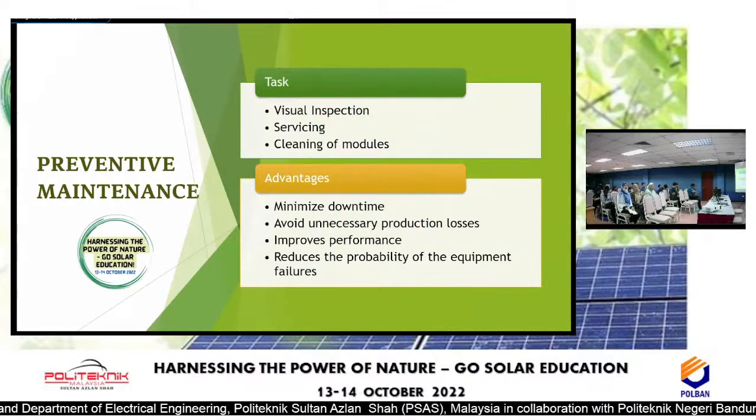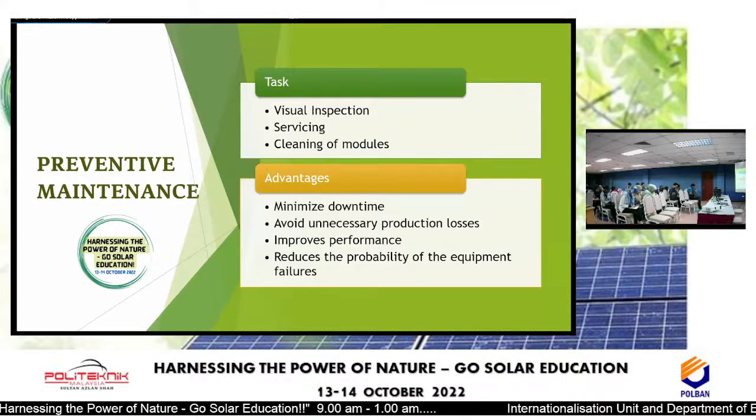Preventive maintenance consists of three main tasks, which are visual inspection, servicing, and cleaning. And the advantage that we will gain from this process is we will minimize the downtime. When we are conducting proper scheduled maintenance, it means that we are keeping our system in good condition. So there is very, very small space for faults to happen.